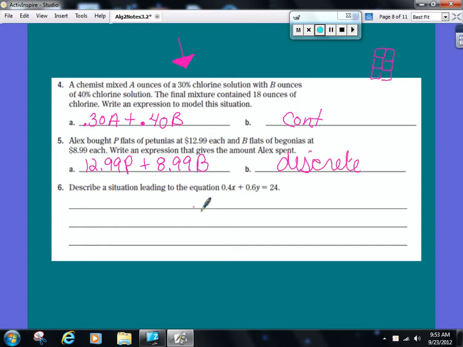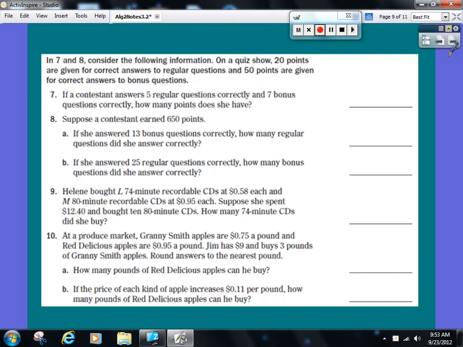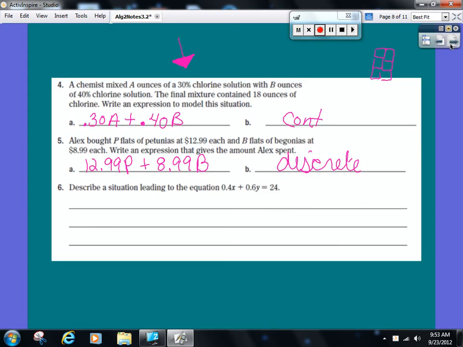Describe a situation leading to this equation. There's lots of examples. You buy 40-cent candy bars, 60-cent soda, and you spent $24 or something like that. You can write whatever you want, as long as it's school appropriate.